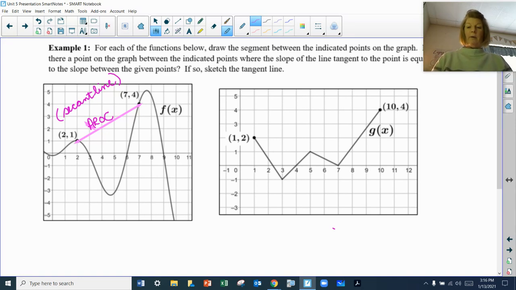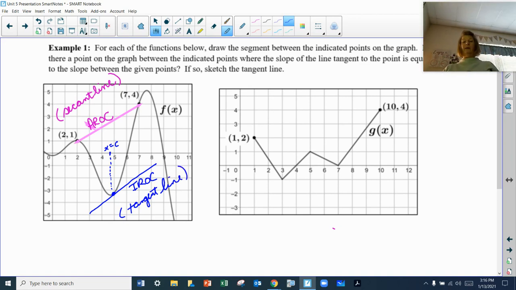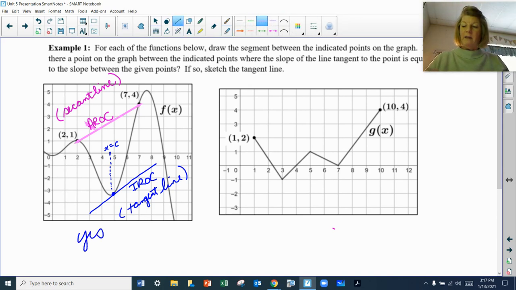Then, is there another point? So now you have to do your best to imagine a parallel line. Can we draw a line parallel? I'm kind of thinking right about here. This is my point that I'm interested in, some x value of c. Dotting down so you can see, there's c. And this is my IROC, the tangent line at the point x equals c. Looks like it's between the values of 4 and 5. So yay, it exists. Yes, we could do it here. Let's go to the next problem.